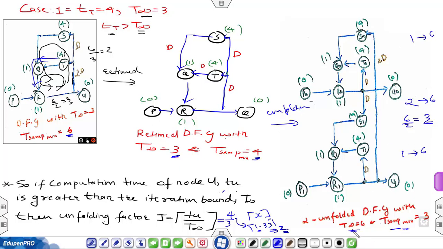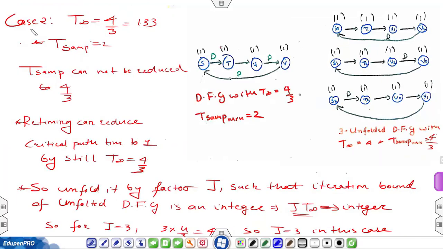So the iteration bound is increased, okay, but the number of samples produced in the same time is increased. So in that sense, T sampling minimum is 3. Now coming to case 2, where the iteration bound is not an integer. For this DFG, the iteration bound is 4 by 3.